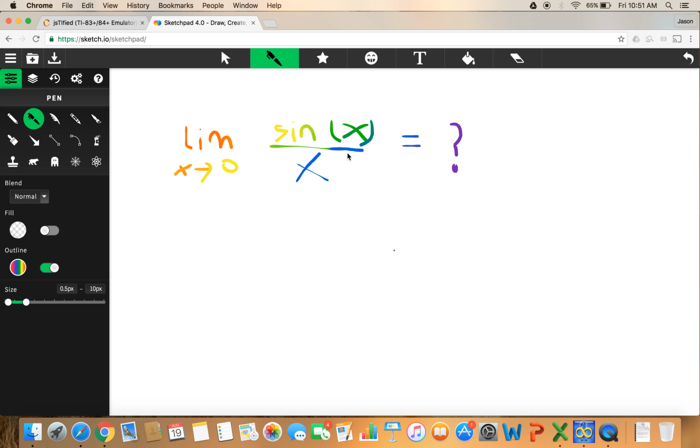So knowing that sine x divided by x is 1 when you approach 0 from both sides, that's very important for the rest of the problem. So I'm going to stop this now and then continue the rest of the problems using the fact that sine x divided by x equals 1. So I'm going to use that fact.